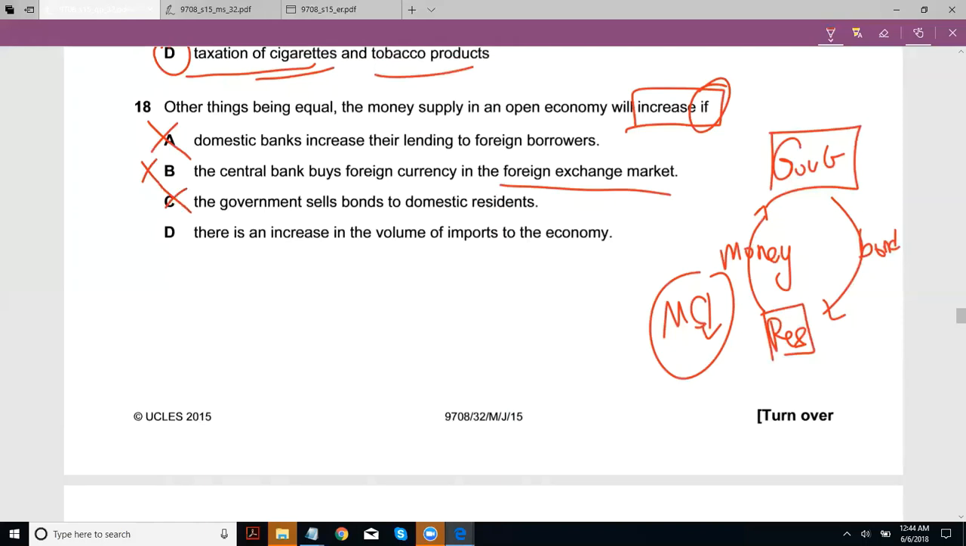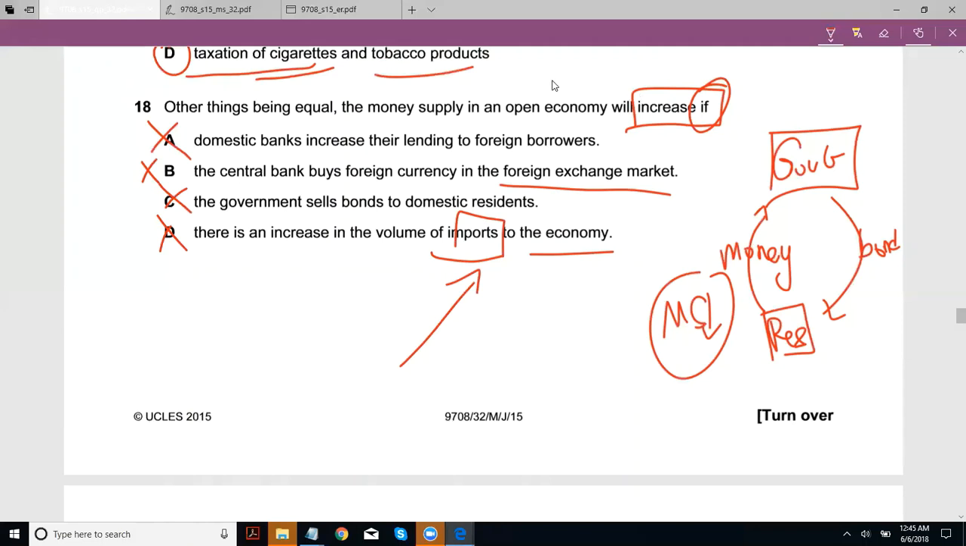There's an increase in the volume of imports to the economy. Well, this should be wrong, because if you increase the volume of imports, that means you're really paying people outside the economy.